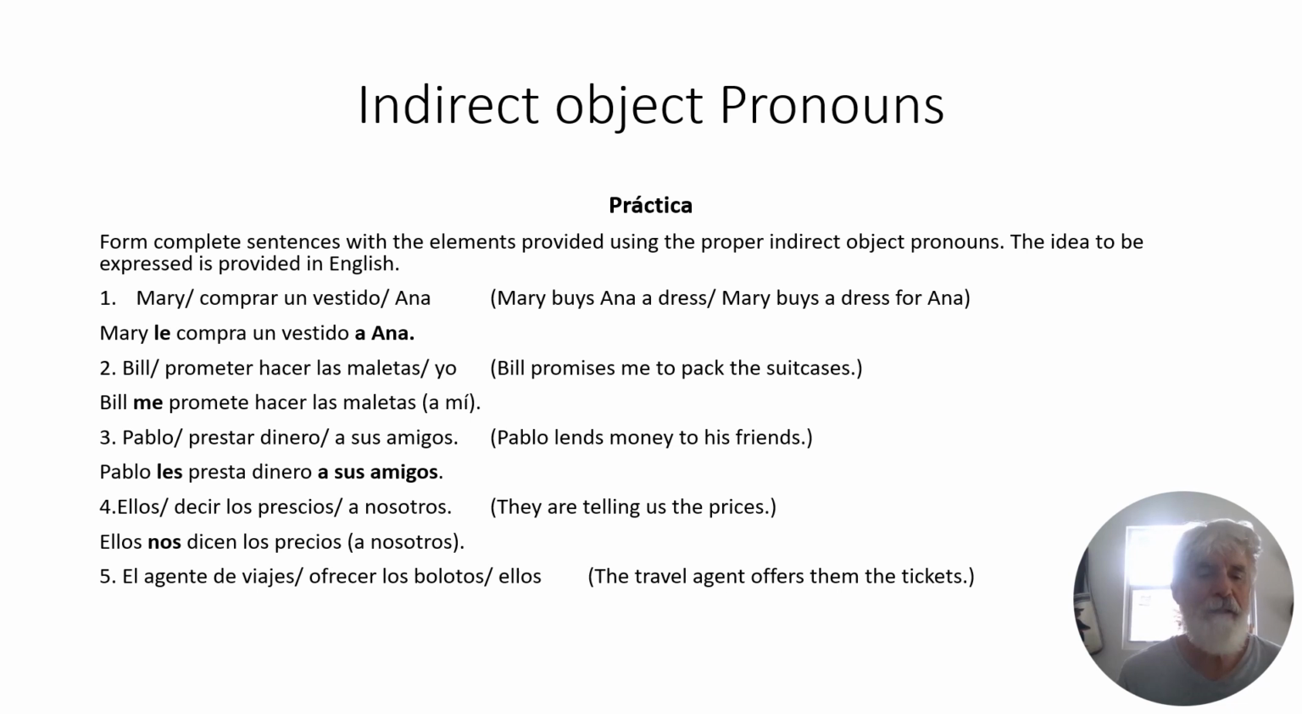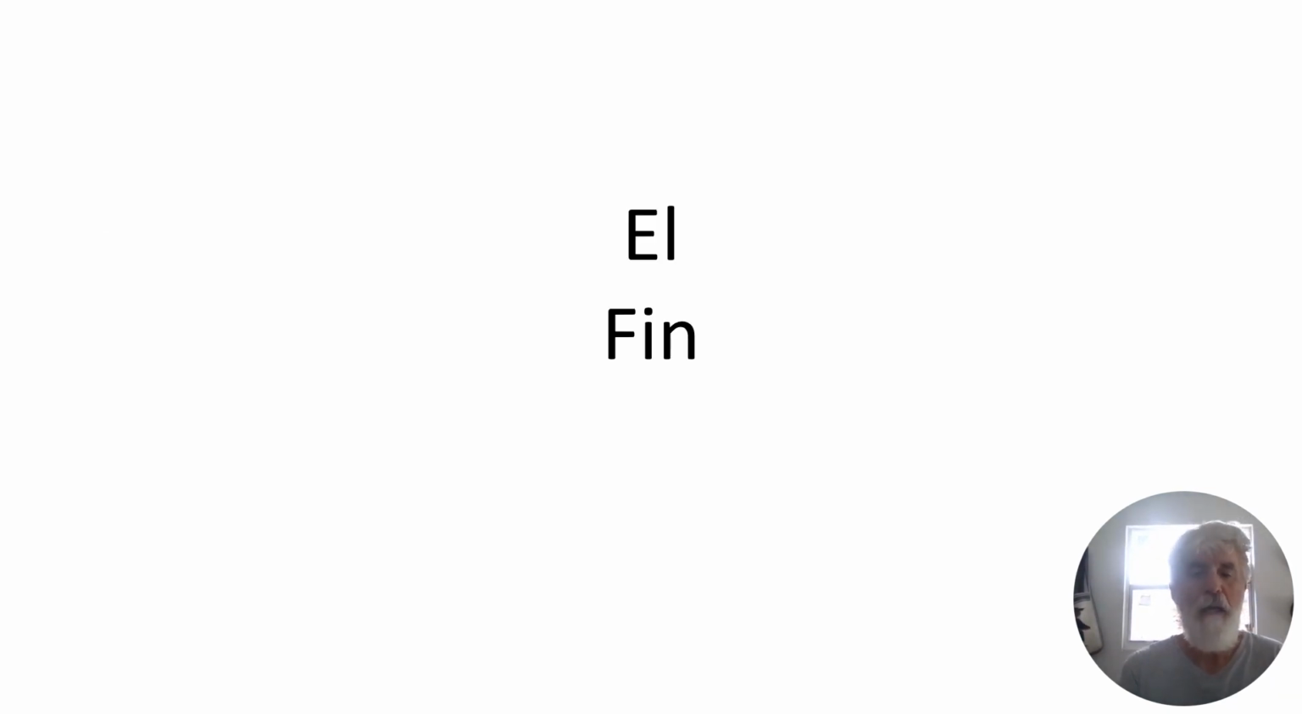And finally, el agente de viajes ofrecer los boletos ellos. So we want to say what? The travel agent offers the tickets to them. A ellos, to them. What is to them? Les. So el agente de viajes les ofrece los boletos. And that does it for indirect object pronouns.